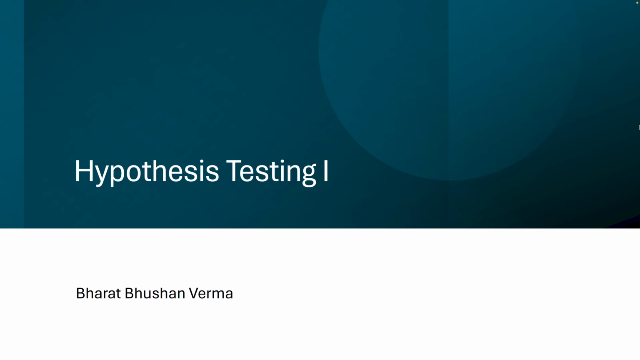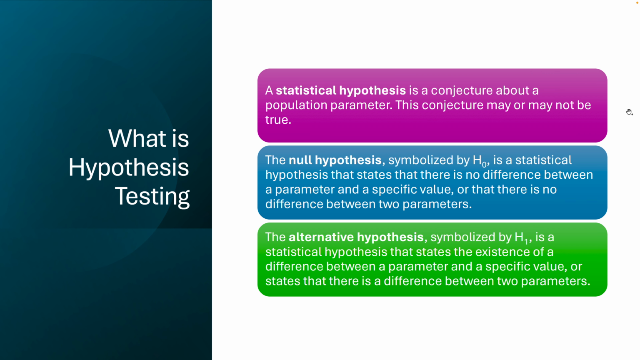Let us understand hypothesis testing. Hypothesis testing is a statistical procedure used for testing the statistical hypothesis. What is a statistical hypothesis? It is a conjecture about a population parameter. Now, this conjecture may be true or may not be true. It is simply a belief, a proposition, or a hunch, or a guess. We use this statistical procedure to determine whether this conjecture is true or not.